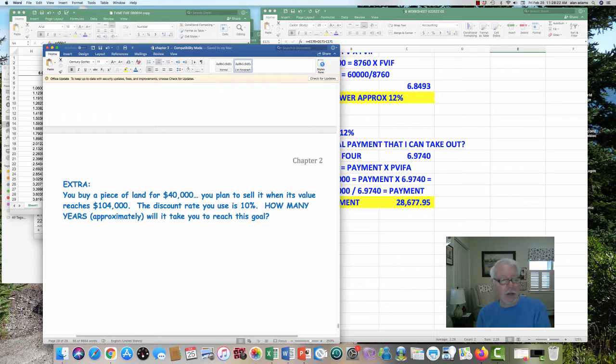I posted this on Canvas. You buy a piece of land. Now, I asked you to find the interest rate. I asked you to find the payment. The only thing I haven't asked you to do, and I apologize for not including this in the book, is find the time. Okay? So you buy a piece of land for $40,000. You think you're going to sell it when it hits $104,000. The discount rate you use, you've got to have a rate, is 10%. And you want to say to yourself, how many years will it take me?